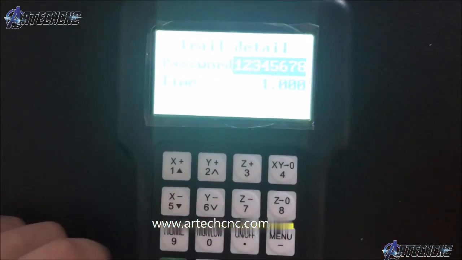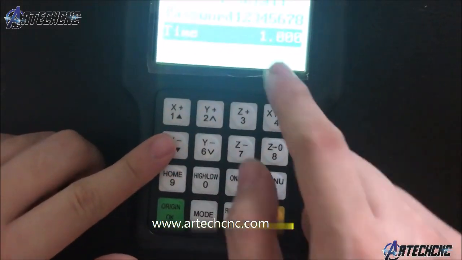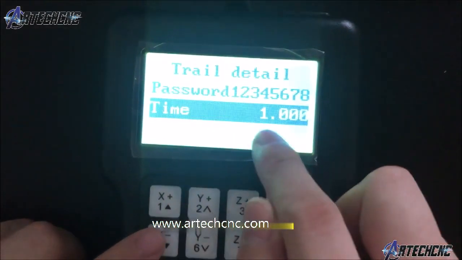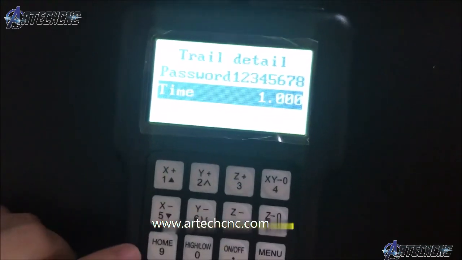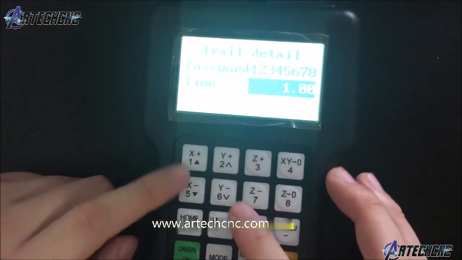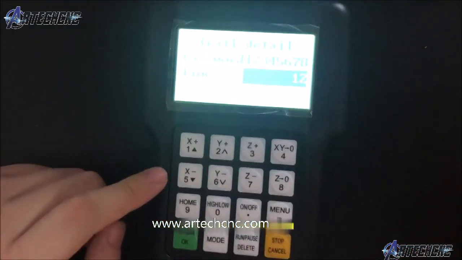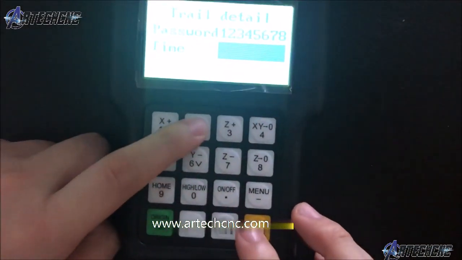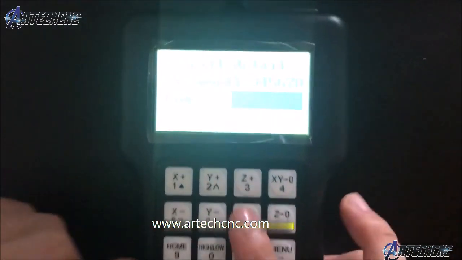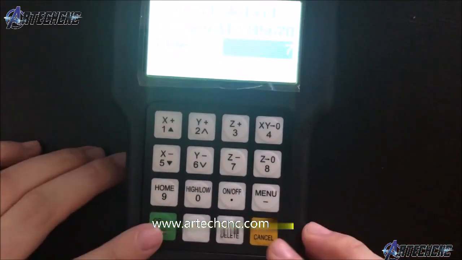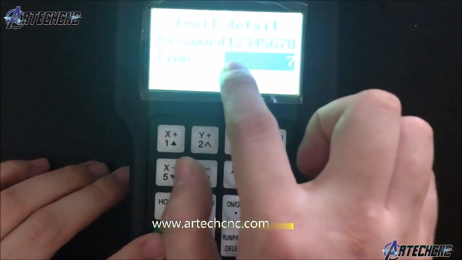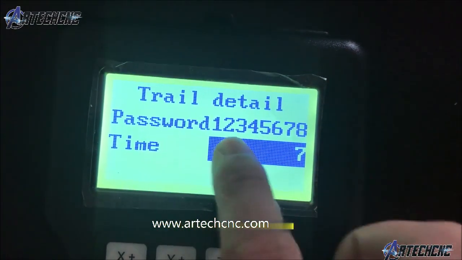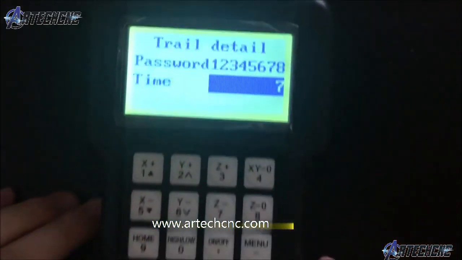Then press OK. Come to the time. I think the unit is D. So we set it 12 days or 2 days or 7 days. It can work 7 days. To press OK. Do remember the password we set 1 2 3 4 5 6 8.